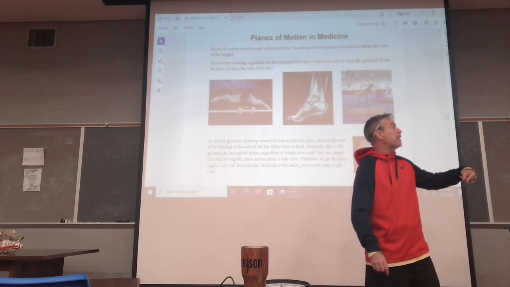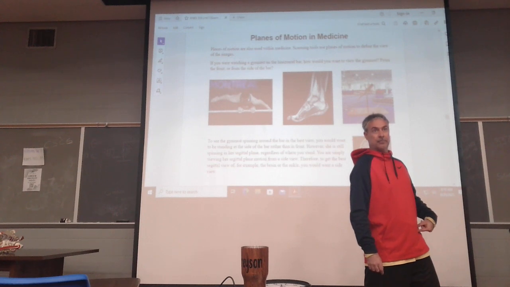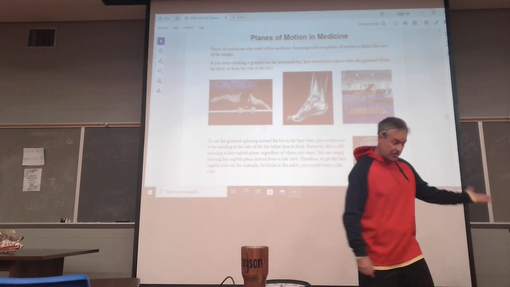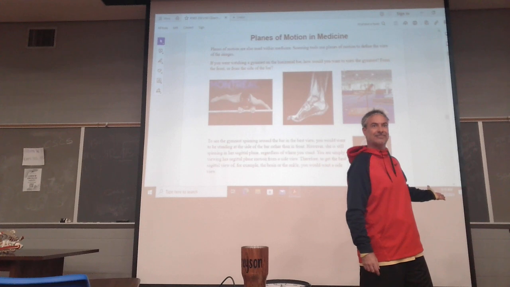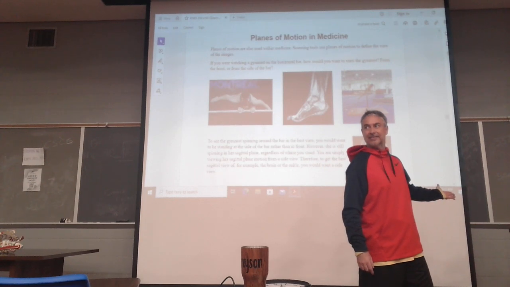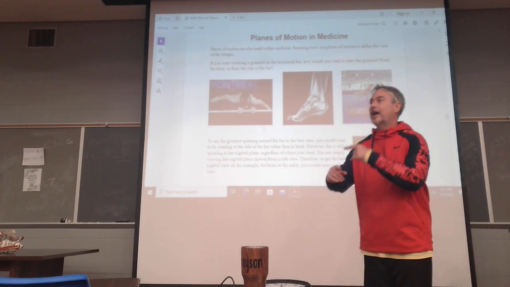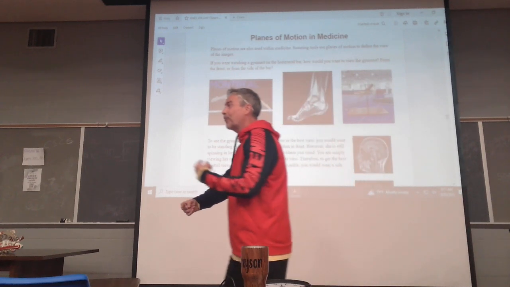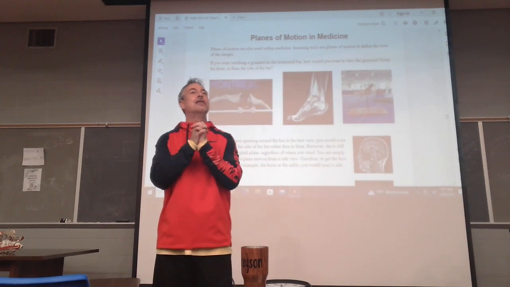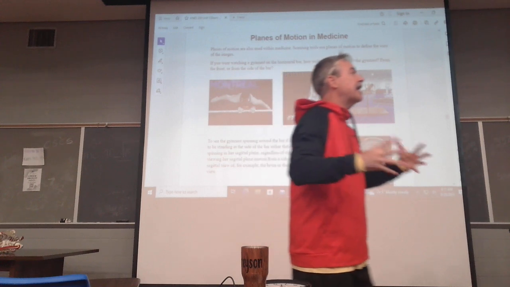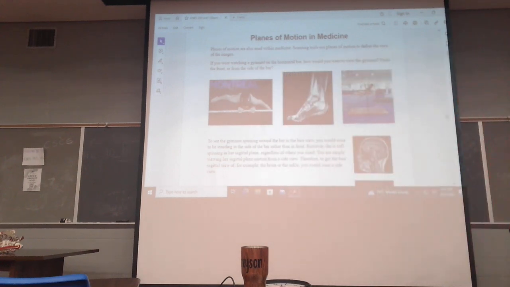This is left hip internal rotation. But you know how many people want to say external? A lot. It's okay. I'm going to teach you. I'm going to work through these things with you. But before we play the game, we've got to know the rules of the game.